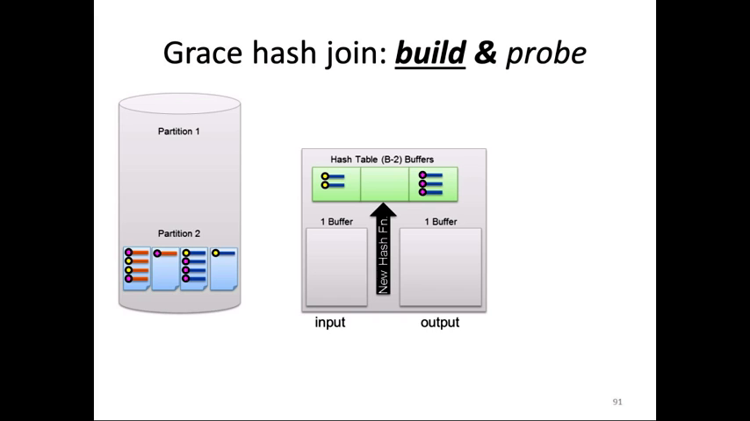We build another hash table for it, of course, for partition 2 of R, the smaller relation, and then we read one page at a time from partition 2 of S. We probe the hash table and we get, once again, output results. And we do the same here with the remaining page of partition 2 in S. And that's basically the flow of the Grace hash join.